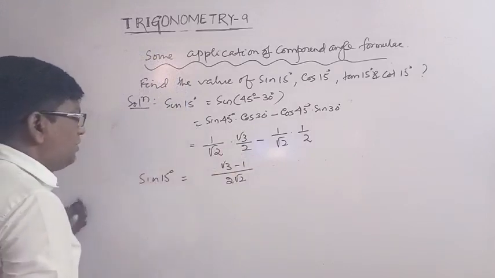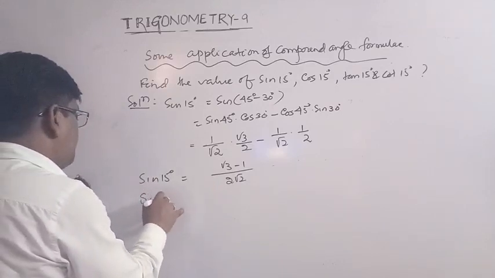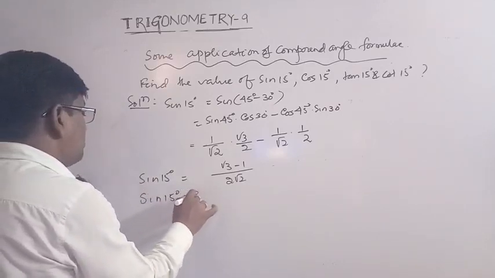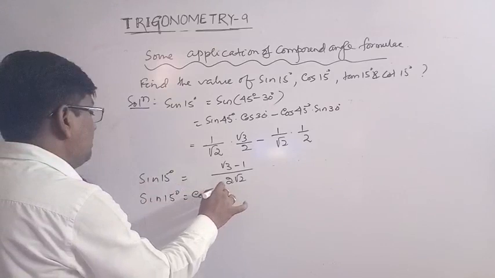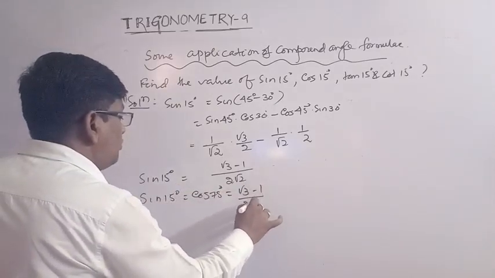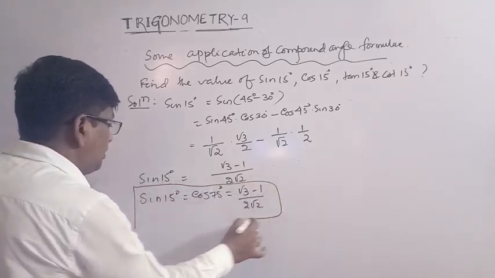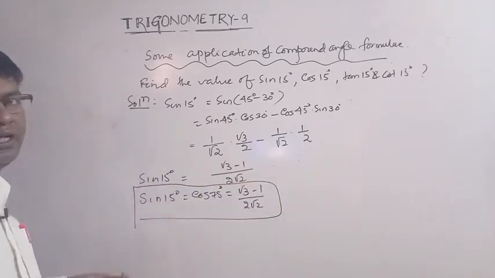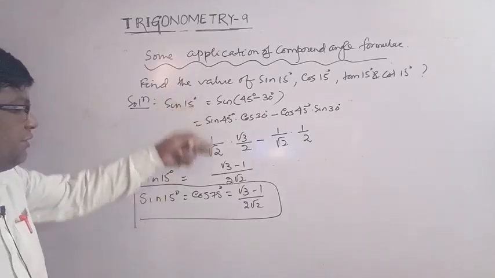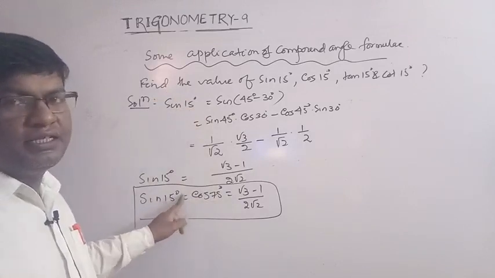So sin 15 degree is equal to cos 75 degree, which is equal to root 3 minus 1 by 2 root 2. This value you should remember. You should remember this value. Okay. And the derivation is like this, and you should remember this.